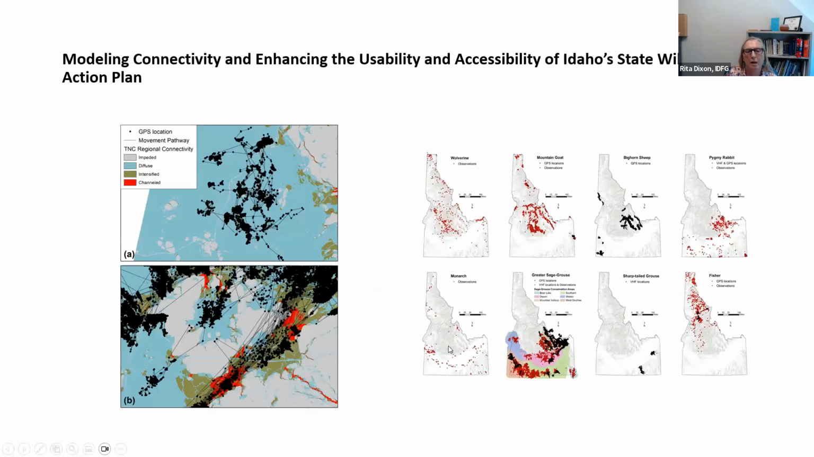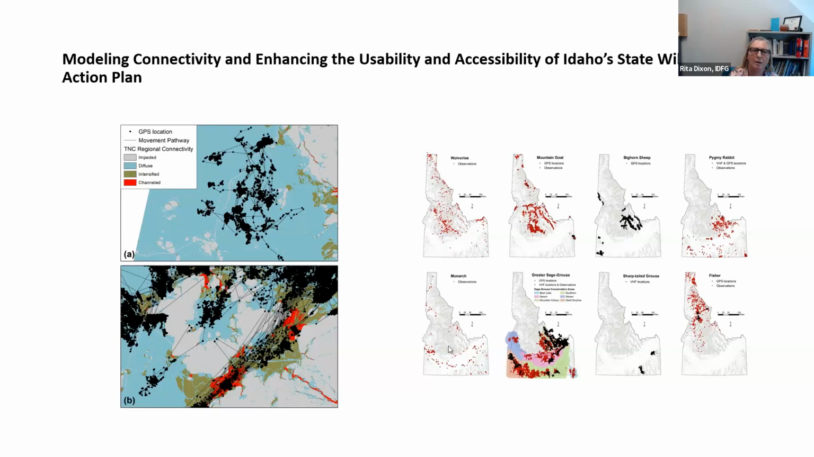So I'd like to start by backing up a little bit. Before our latest revision, we had a State Wildlife Action Plan Enhancement Fund grant titled Modeling Connectivity and Enhancing the Usability and Accessibility of the Idaho State Wildlife Action Plan. These are just a couple of figures out of our report. Basically what we were trying to look at was various connectivity. The figure on the left is looking at greater sage-grouse connectivity using a regional connectivity map and habitat use.